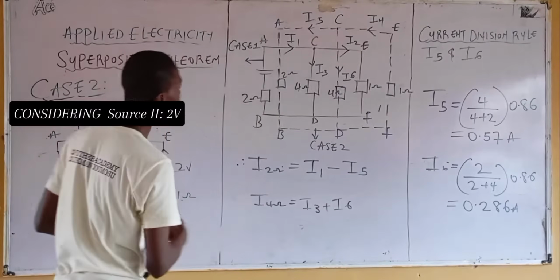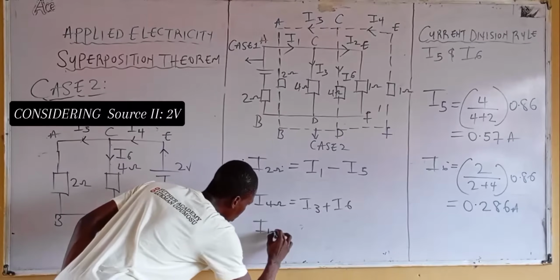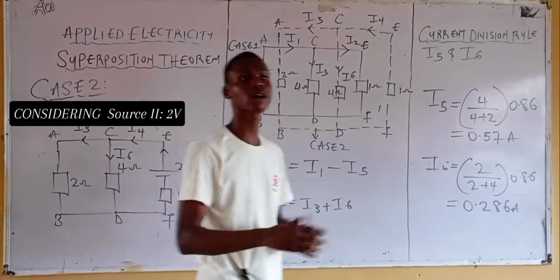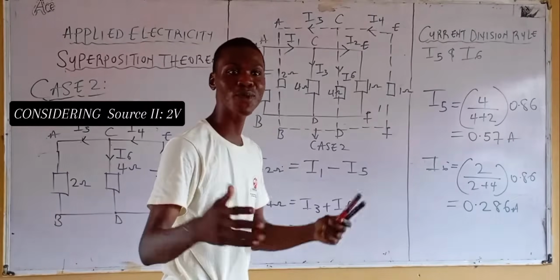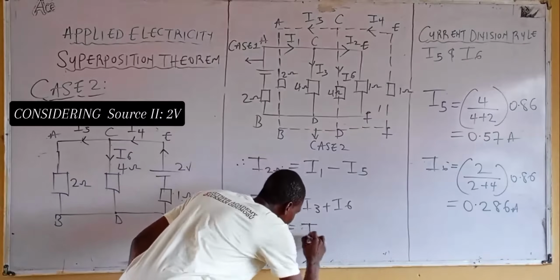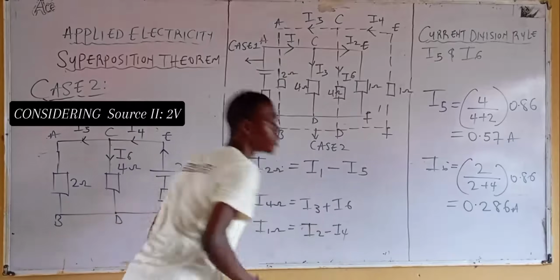No question. Now for the last one, the current in what? The 1 ohm resistor. That will be what? Without thinking too much. I2 minus I4. Yeah, that's it.